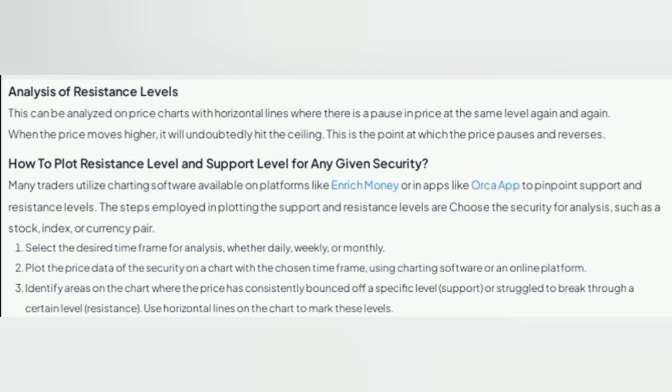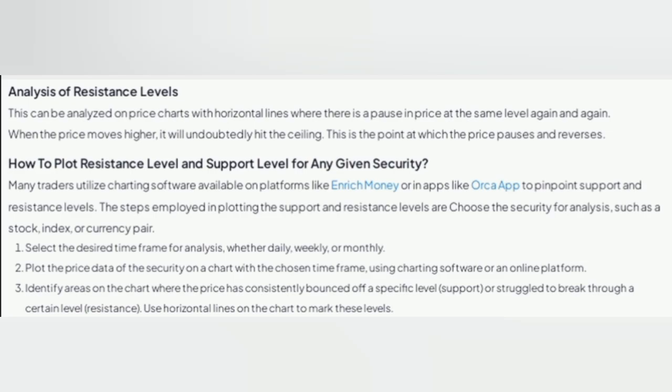Analysis of resistance levels. This can be analyzed on price charts with horizontal lines where there is a pause in price at the same level again and again. When the price moves higher, it will undoubtedly hit the ceiling. This is the point at which the price pauses and reverses.